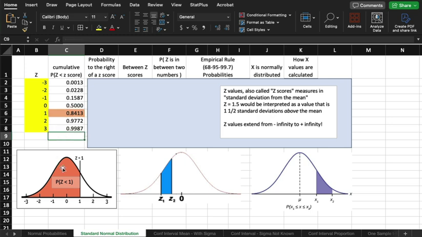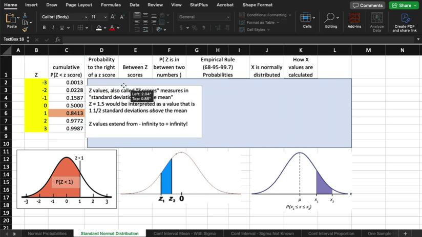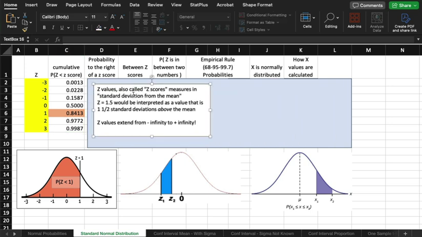So z-scores are just numbers. They represent standard deviations from the mean. So there are very specific probabilities associated with those outcomes. Since z values measure units in standard deviations from the mean, there's a very specific probability that happens with each of these outcomes here.